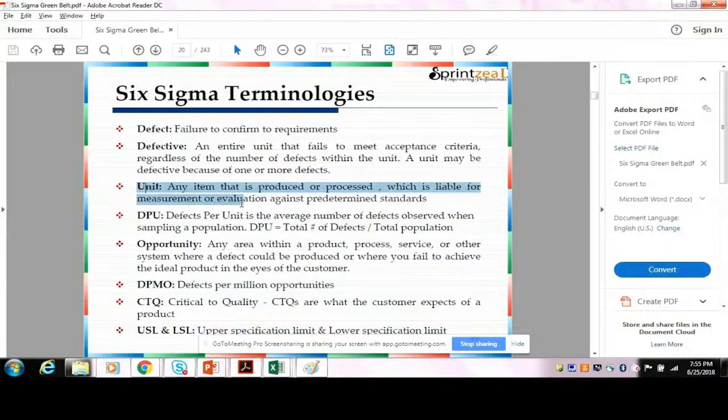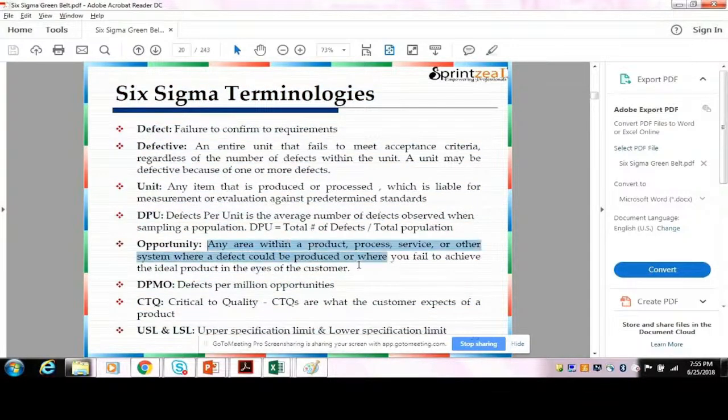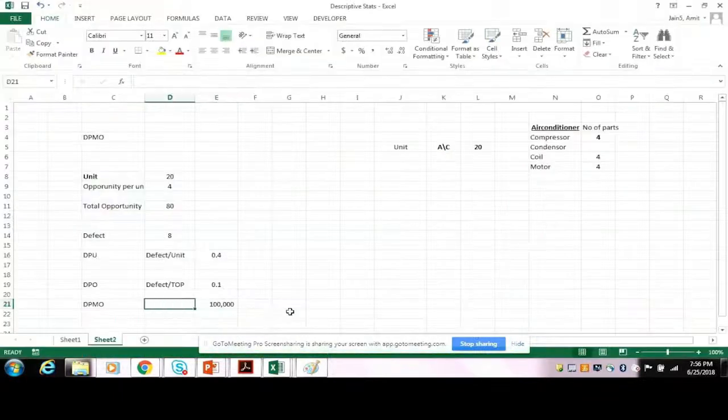So we know what is the unit now. We know how to calculate DPU: total number of defects divided by total population. Population is the total number of units inspected. Opportunity we know, right? And then we need to calculate total opportunity. And then there is something known as DPMO. We will explore CTQ and USL, LSL later on. So right now we'll just limit our calculation to DPU, DPO, and DPMO.